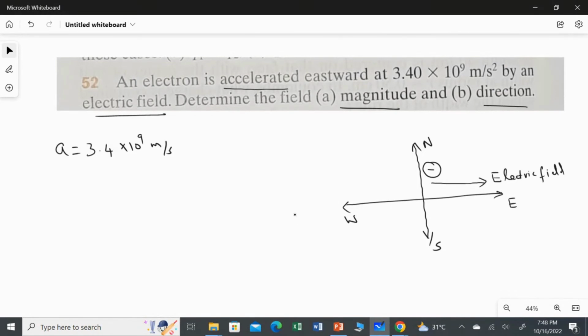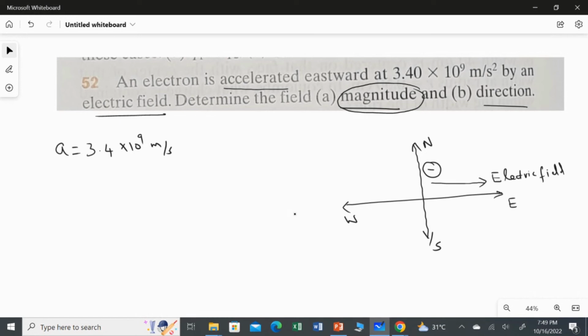And also we are going to find what should be the direction. So generally the electrons will move opposite to the direction of the electrical field. So the answer for the second question is the electron will be accelerating here. Why? Because it will experience the force only opposite to the electrical field. So first of all, we are going to find the electrical field magnitude.